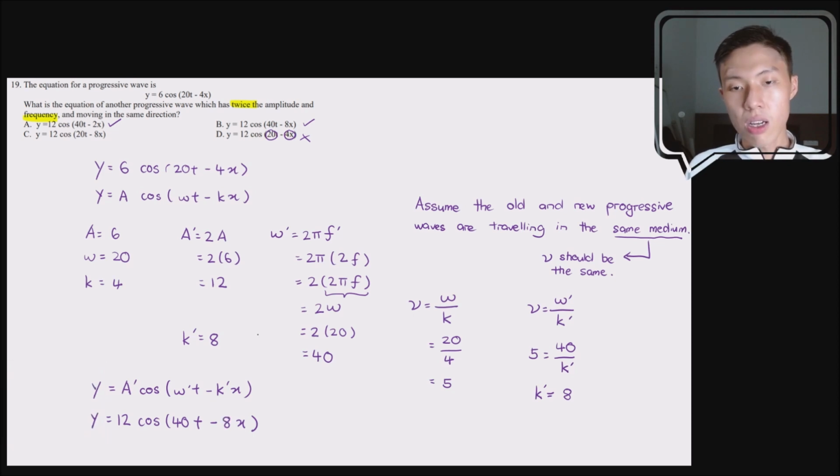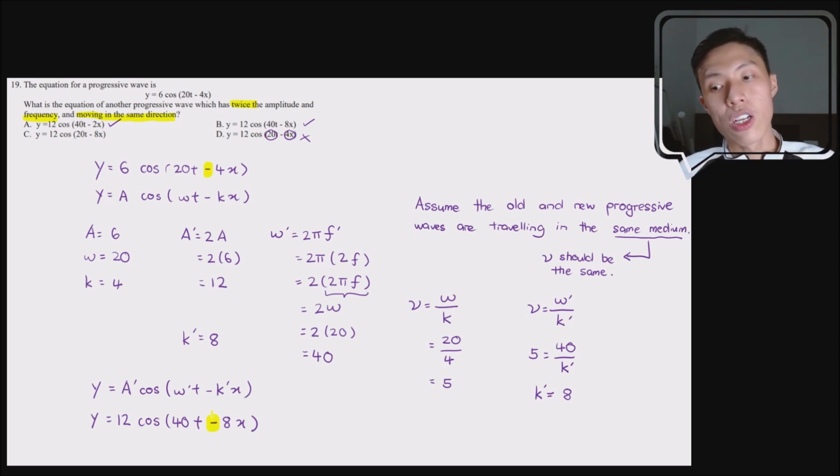Okay, they also mentioned in the question that it's moving in the same direction. So what will happen if it's moving in the same direction is that the sign in front of the kx will remain the same. But if you happen to change to move in the opposite direction, you have to change the sign in front of kx to the opposite sign. If it's a positive sign previously and it now moves in the opposite direction, you have to change it to a negative sign. And if it's a negative sign and they say they're traveling in the opposite direction, you have to change it to a positive sign. Okay, the negative or positive sign in front of the kx decides the direction of propagation of the progressive wave.